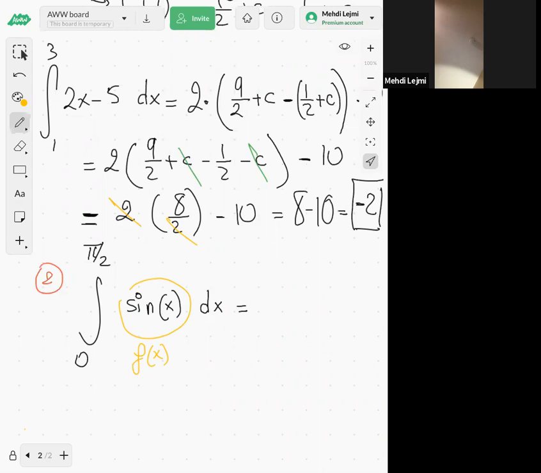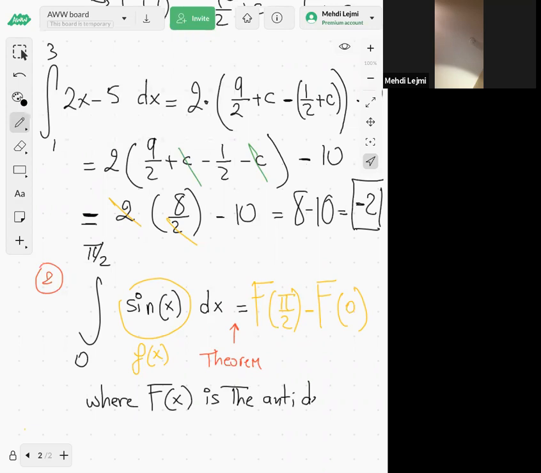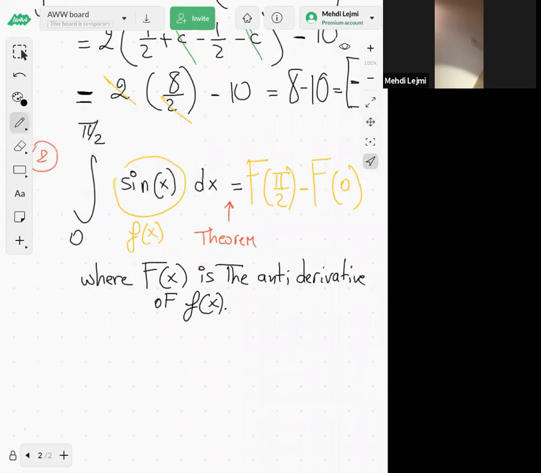So what does the theorem say? The theorem says that the integral from 0 to pi over 2 will be equal to the antiderivative capital F at b, so at pi over 2, minus capital F, the antiderivative, at 0. All right, where this capital F is the antiderivative of f of x. Okay, so what's f of x? Lowercase f is sine of x.